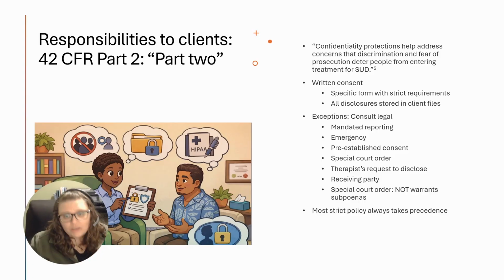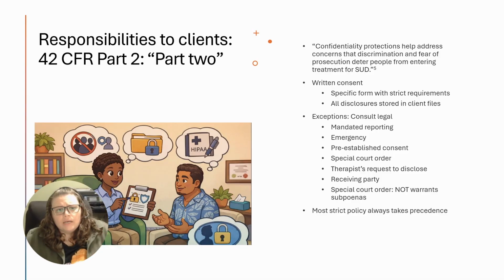And we don't want to anyways. Like I can't help my client if they're in jail. I can't help my client who's behind bars. So you don't want to report them anyways, but if you feel like you have to, make sure you are consulting with someone first. So that was the end of that other slide.